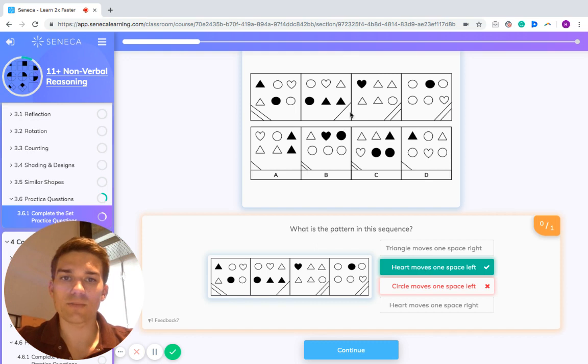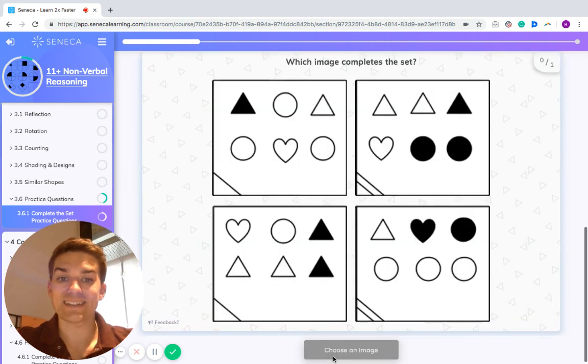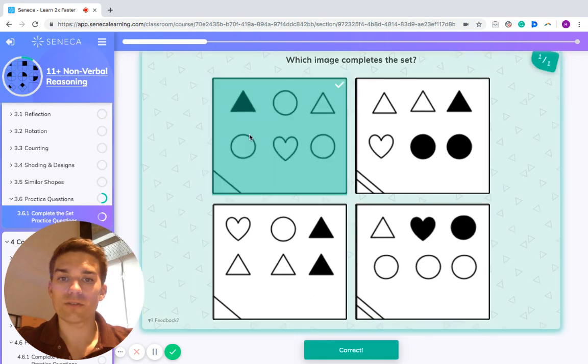So the heart moves 1 space to the left. So let's try and track that. So each time, heart moves to the left, heart moves to the left, then heart moves down here. So looking for something with a heart in this position, a white heart. So the only one that has that is D. So the answer is D.